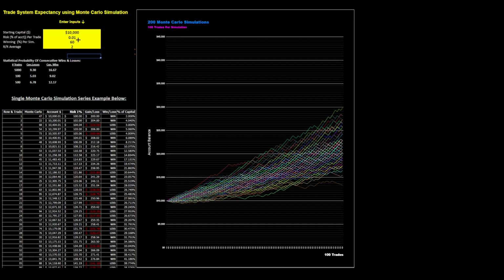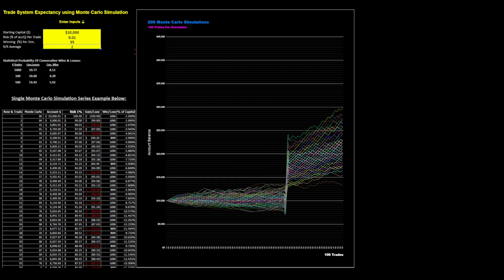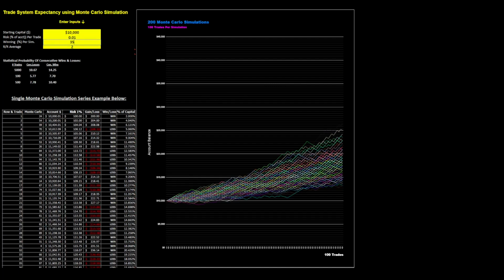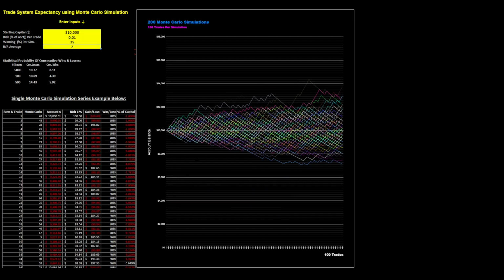Okay, so let me show you a little example here of maybe a more realistic winning percentage. Let's say you win 35% of the time with a 2 to 1R, right? What you can see here is that the vast majority of people are flat, okay? Now, let's say you win 55% of the time, right? So I would say this is probably not a great strategy. 35%. All right, there we go. Okay, so let's look at this strategy, right?